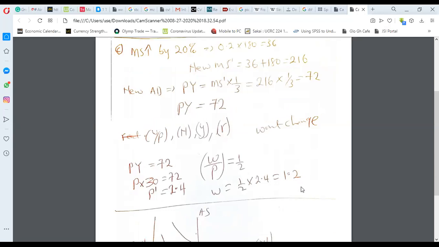So you see that there's a proportionate change in the two variables, W and P, so that the real wage won't change. Initially, the nominal wage was 1 and the price was 2, so we had 1 over 2. Now the nominal wage is 1.2. If we divide this by 2.4, we'll still get our 0.5. So real wage won't change. Real wage is not changing, but price will change, and the nominal wage too will change.